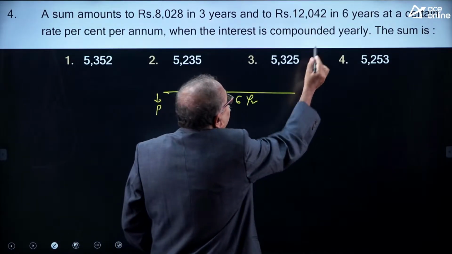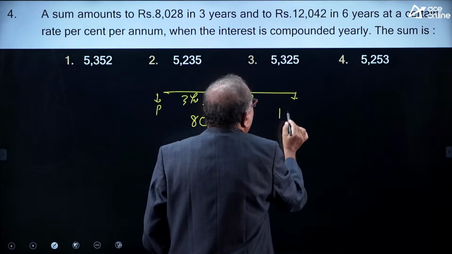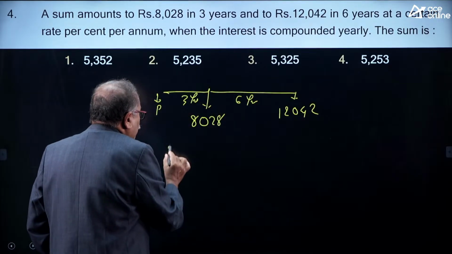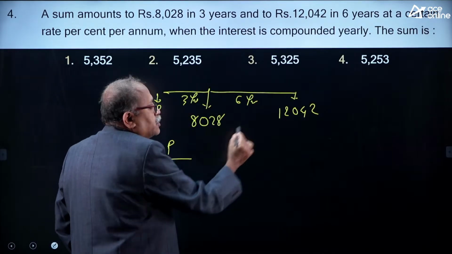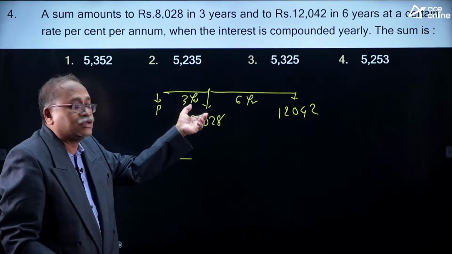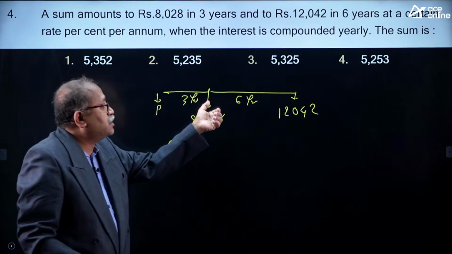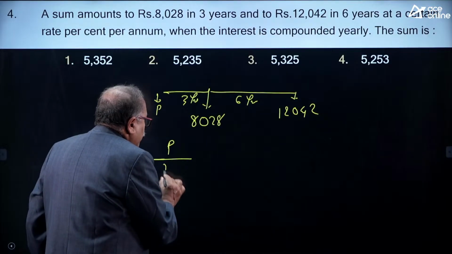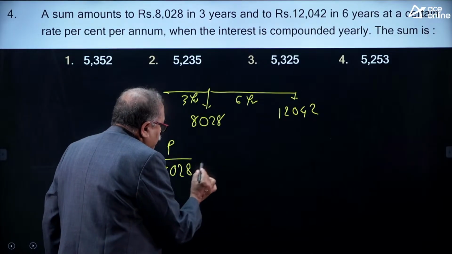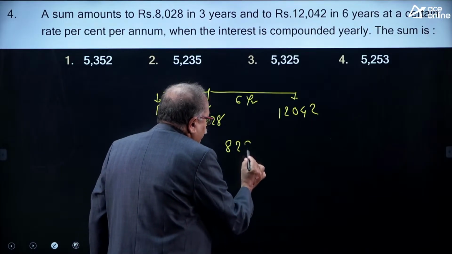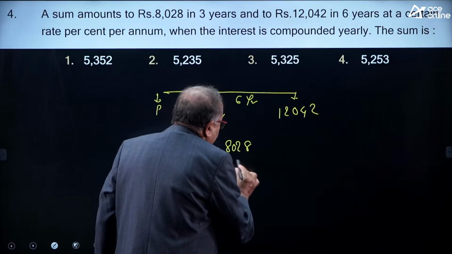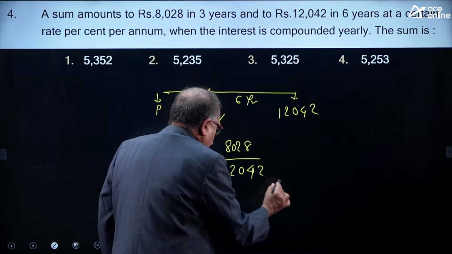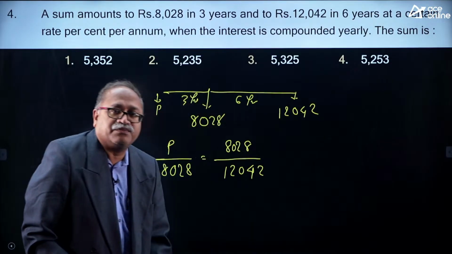So what happens? The amount, that is 12,042. That means you know that it is in geometric progression because the time period is same. From here to here is 3 years, from here to here is another 3 years. So that is P by 8,028 is equal to 8,028 by 12,042. Now the rest part is the calculation part.